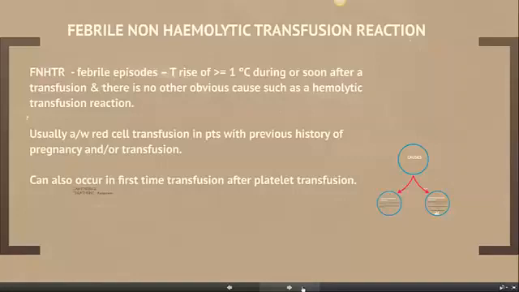In this situation, the patient during or soon after the transfusion will develop fever, and then we have excluded all other causes, especially hemolytic transfusion reaction. If we have checked and everything is okay, then this patient probably is having febrile non-hemolytic transfusion reaction. When we check the patient, the BP is stable, the patient is not in shock, there is no jaundice, and there is no anemia, and the result from the blood bank shows no incompatibility, then probably this patient will have this febrile non-hemolytic transfusion reaction.